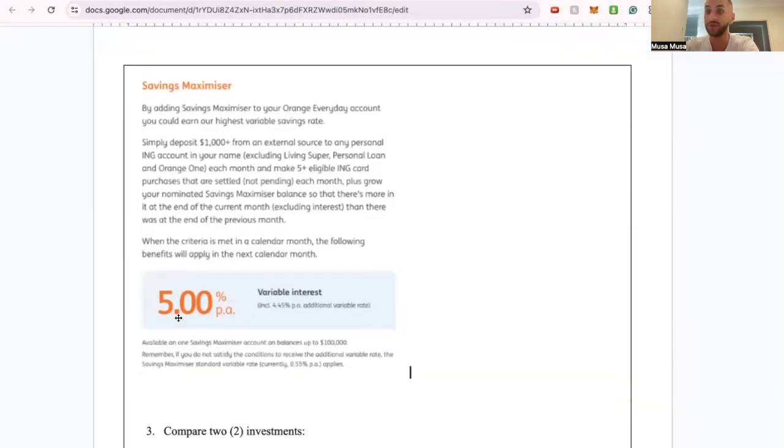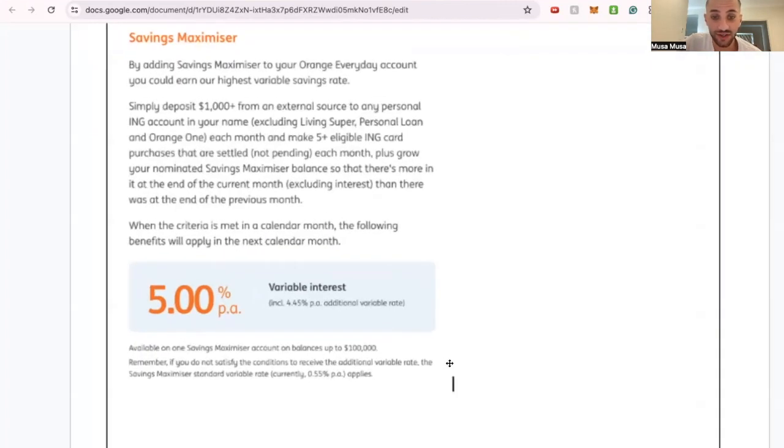But what if something happens? What if you need to pull out money from that account for some purchase? Or what if you didn't make 5 eligible purchases with your ING card, right? You only made 3 because you were trying to be more responsible. Well, if you do not satisfy the conditions, then the only rate that they'll apply is 0.55% per annum. Okay. So they're boasting about 5% and having one of the highest rates on their accounts. But if you don't meet all of these conditions, you only make 0.55%, which is nothing. Like it's legit nothing. Okay.